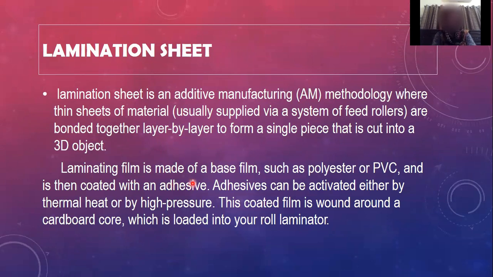Lamination film is made up of a base film such as polyester or PVC and then coated with an adhesive. The adhesive in the lamination is very important. These adhesives can bind the lamination with the paper very finely. Adhesives can be activated either by thermal heat or by high pressure. This coated film is wound around cardboard cores, which is loaded in your roll laminators.